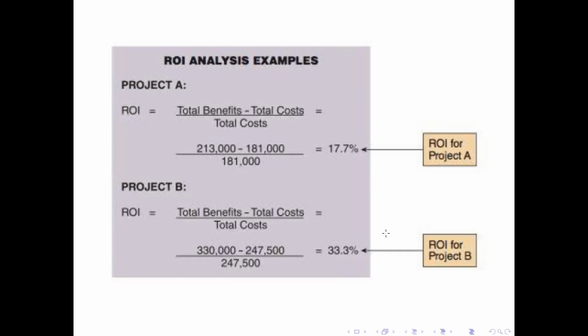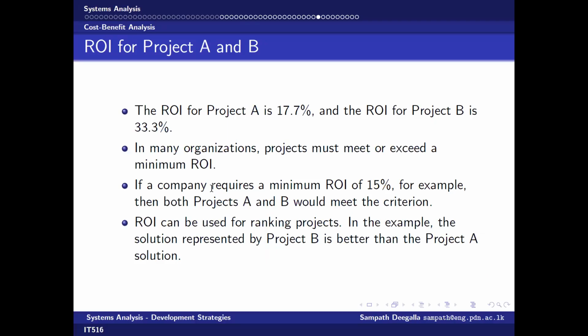Return of investment for project B is 33.3. So, different financial analysis tools actually look at different things. Now in this one, you can think that project B is the best, but usually when you have a return on investment, you have a minimum value.